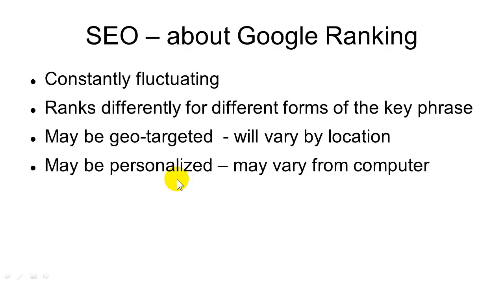The results that I get on my computer might vary from the results you get on your computer, because Google knows a little bit more about me and my search habits and will personalize the results for me. So there is no one general rule of thumb or any secret formula for getting a high page rank on Google.